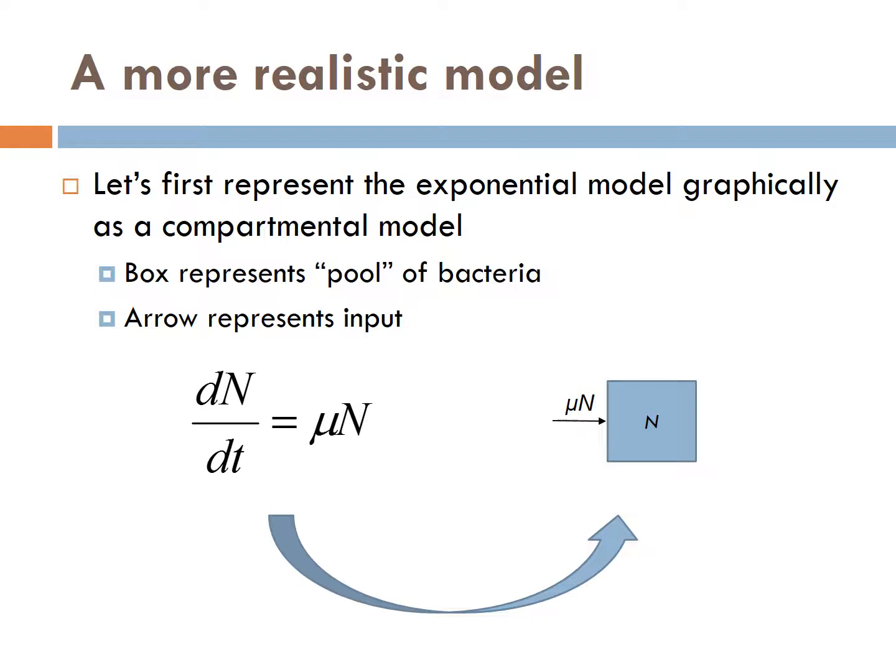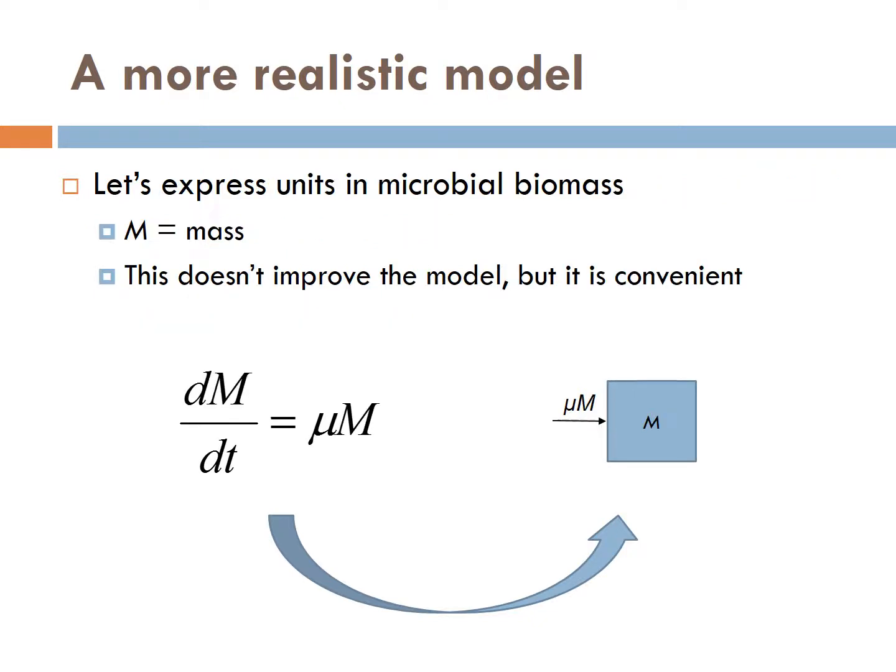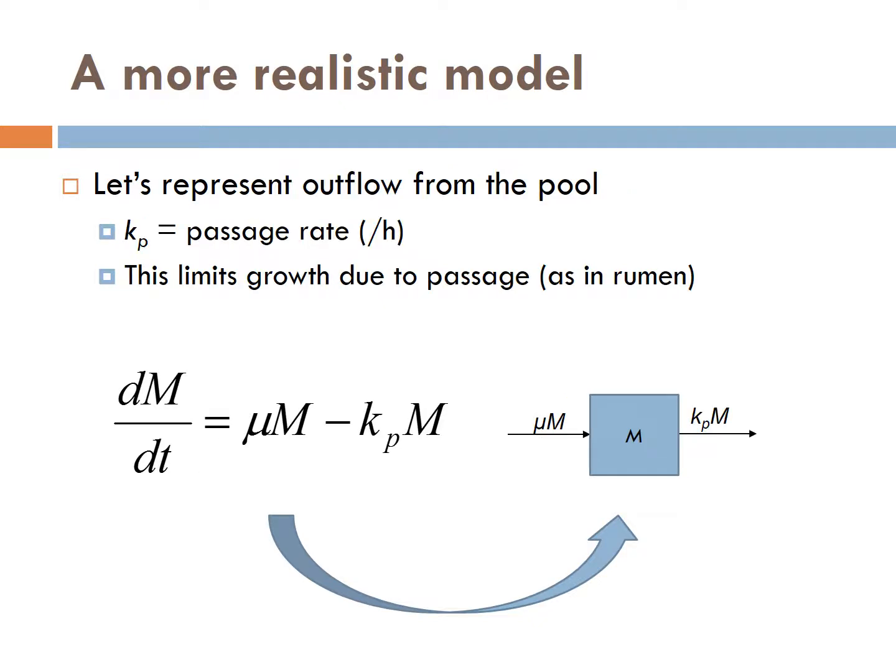The box in this model represents a pool of bacteria and is labeled N, the number of bacteria. An arrow going into the box represents an input and is labeled μn. That's the number of cells that are being added to the pool over time. The first change we'll make to this model is expressing units in microbial biomass, where m equals mass. This doesn't improve the model, but it's convenient because we usually measure microbial mass in the rumen, not number of cells. We'll make our first substantial addition here.